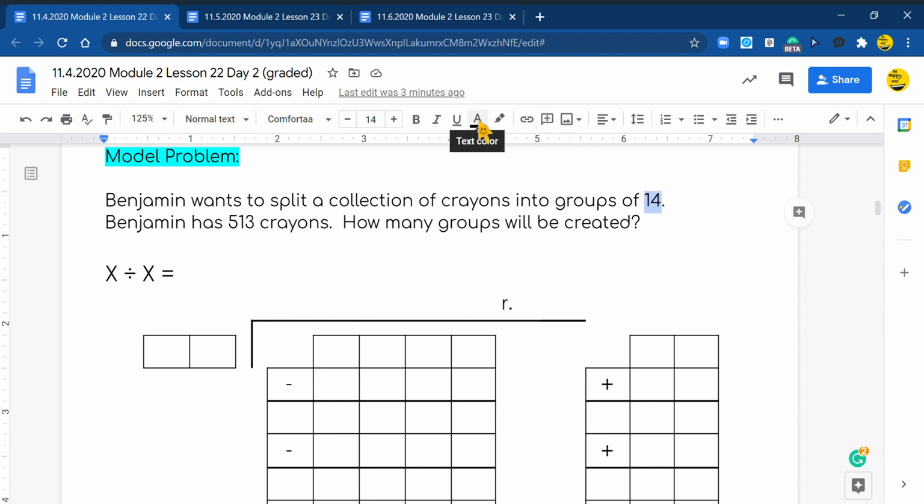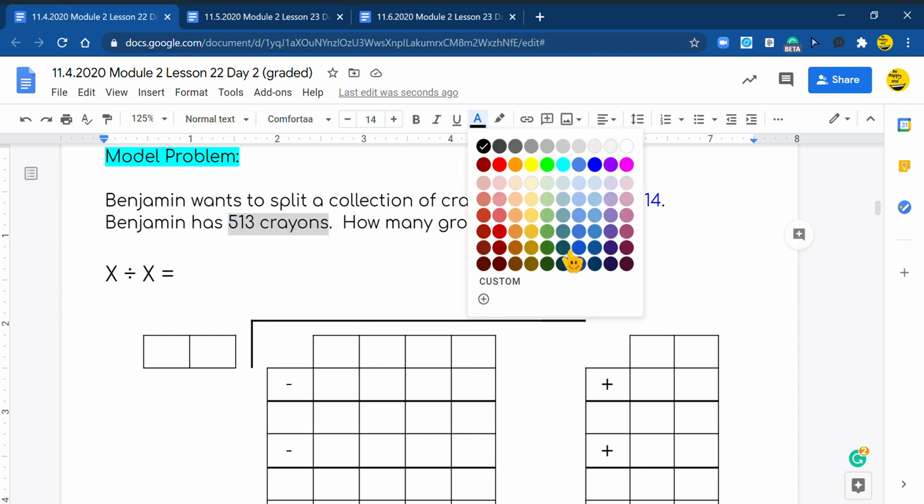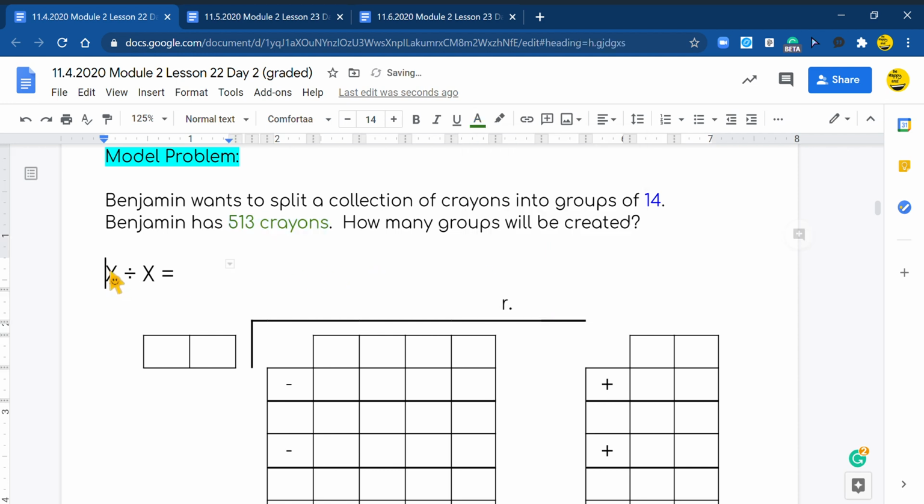So we're going to go ahead and change this number and make it this pretty blue. This 513 crayons, we're going to change it, and I think we're going to make it a pretty green. So right here, this X, we're going to turn into that pretty green and make it 513, you guys. And then this X right here, because it's our divisor, we're going to turn into the pretty blue and make it our 14. Now remember, our divisor's on the outside, so I'm just going to move my pretty blue over so we can see it.